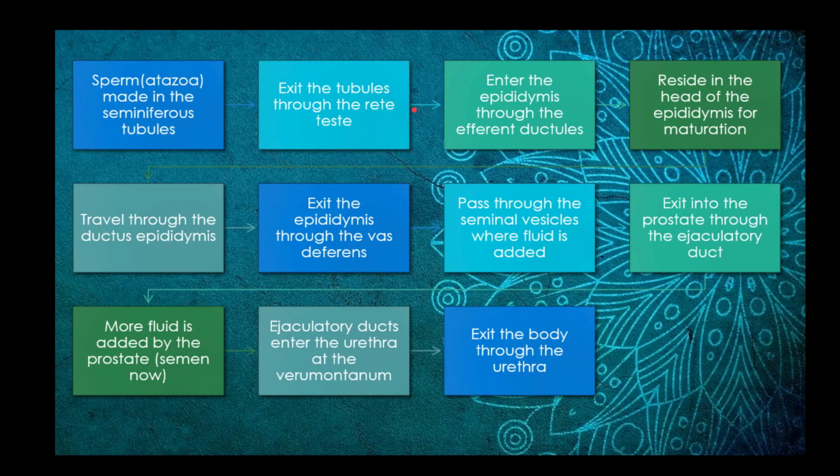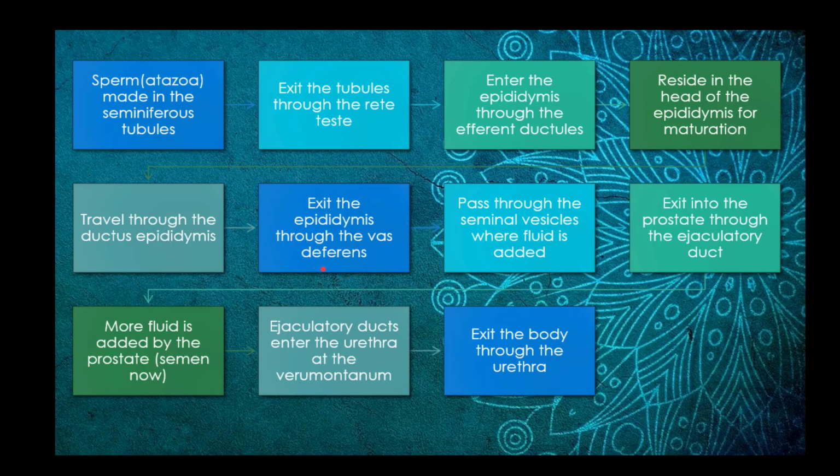The rete testis then are going to exit the testicle through the efferent ductules, and those are going to go into the head of the epididymis. From there, they're going to hang out in the epididymis to mature. As they are maturing, they're going to slowly move through the ductus epididymis. Remember, that's the tube within the epididymis.